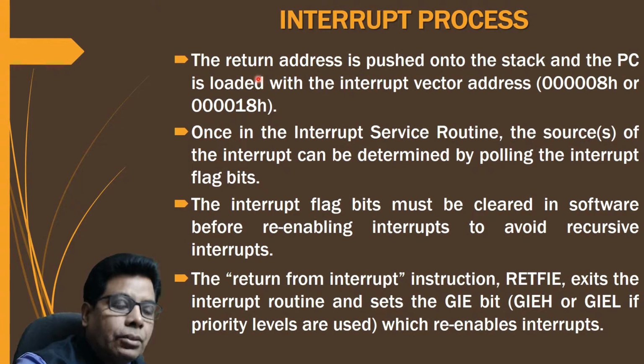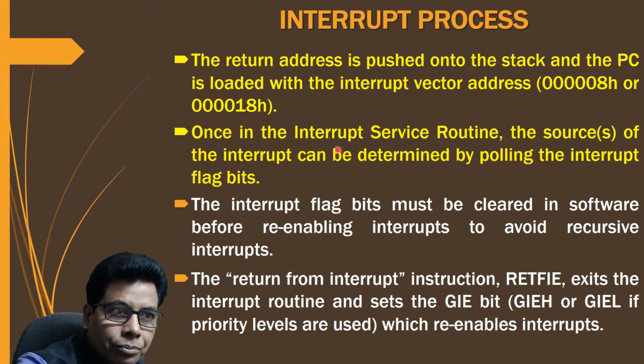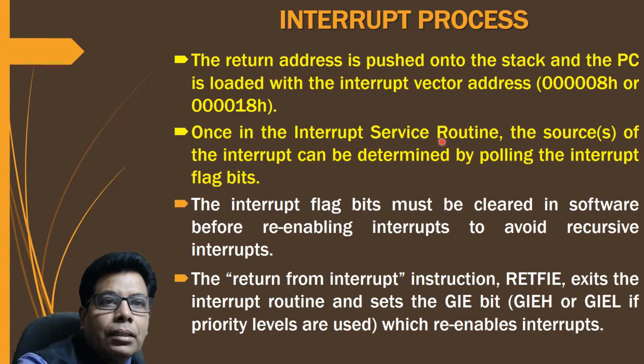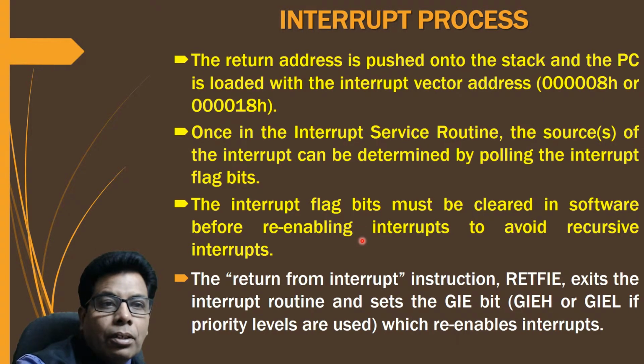Then the interrupt process, let us go further. The return address is pushed onto the stack and the PC is loaded with the interrupt vector address, that is 000008H or 000018H. These are the two addresses. Once in the interrupt service routine, the sources of the interrupt can be determined by polling the interrupt flag bits. So whether there is an interrupt, we know it from the flag bits. The interrupt flags must be cleared in software before re-enabling the interrupts to avoid recursive interrupts. So we have to clear the flag bits so that it will not occur again.